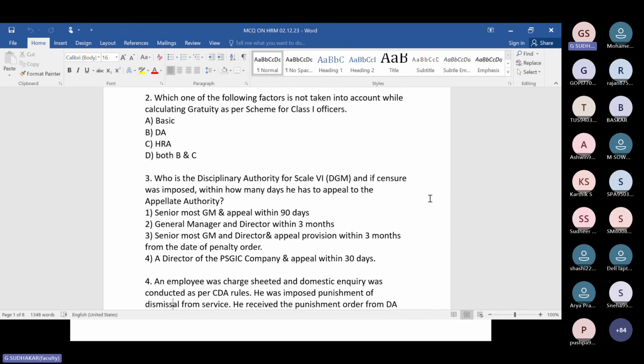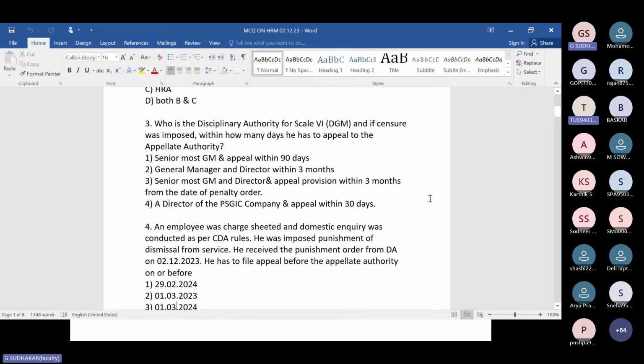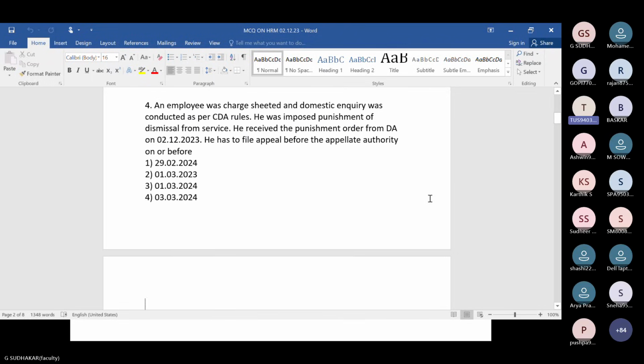Okay. So this is the new concept. I think it was revised in 2021 or 22. Senior most GM and director, and appeal provision within 3 months. So for question 3, the option is 3. Next, please tell the answer for question 4.